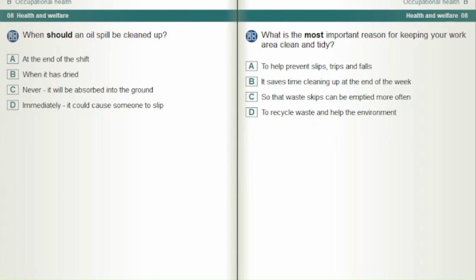What is the most important reason for keeping your work area clean and tidy? To help prevent slips, trips and falls. It saves time cleaning up at the end of the week, so that waste skips can be emptied more often. To recycle waste and help the environment.